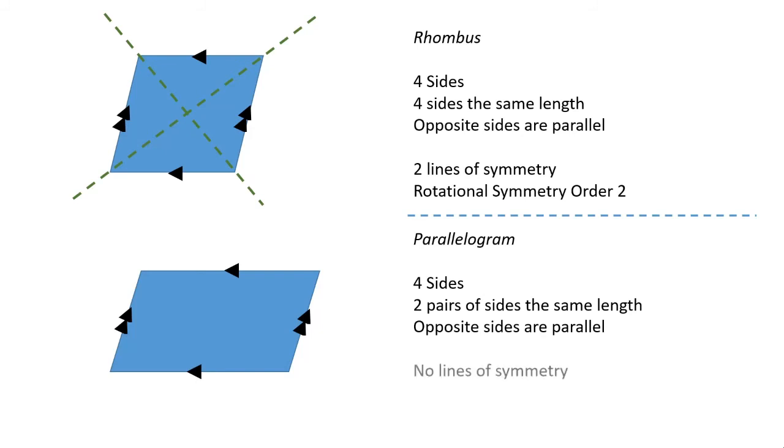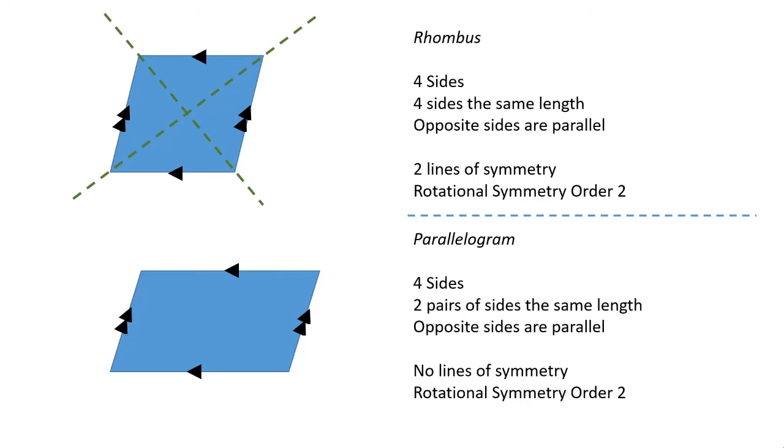Lines of symmetry. There aren't any, it turns out, in the parallelogram. Rotational symmetry, order 2, same as the rhombus, because we'll have once when it's upside down and once when it's back where it started. Rhombus and parallelogram, both quite important.